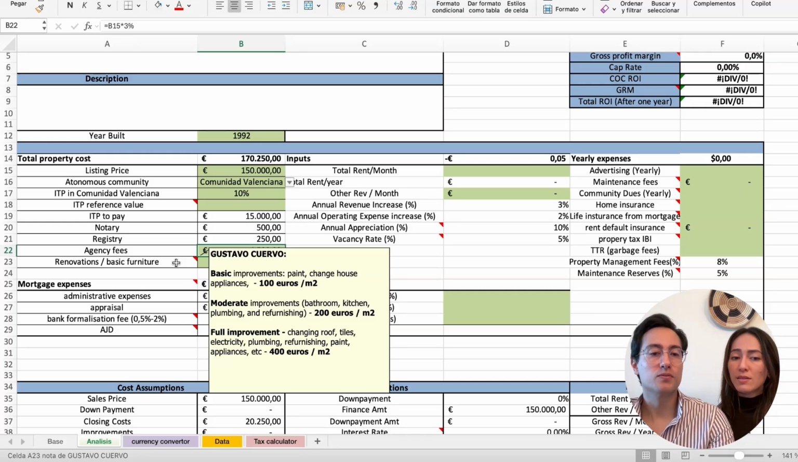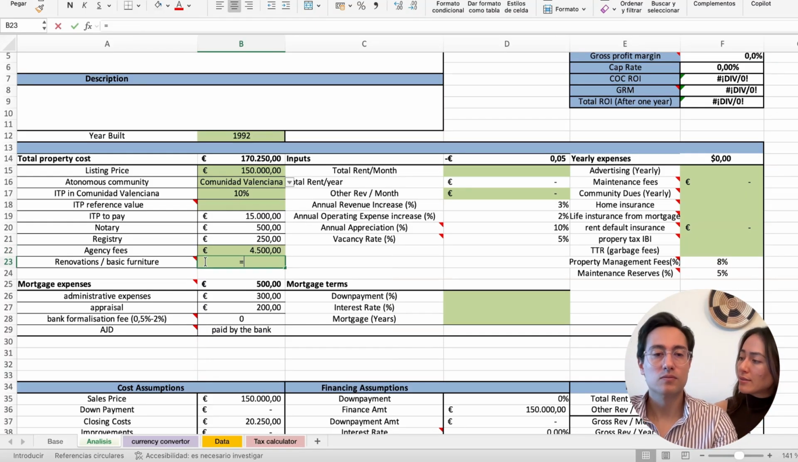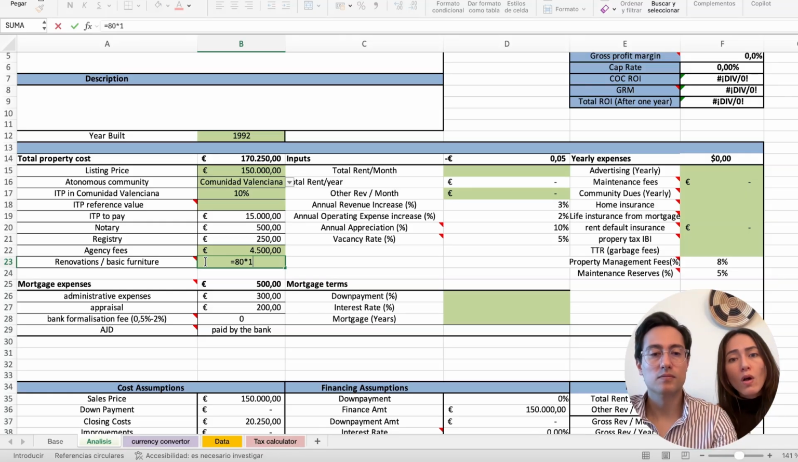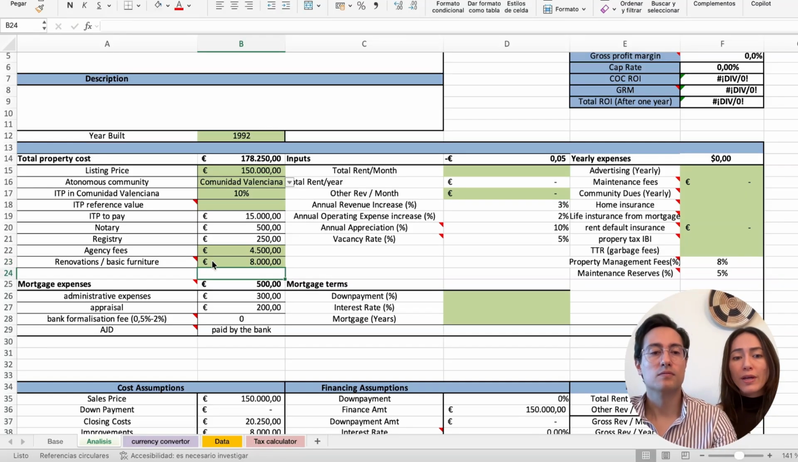In our case, we bought an 80 meter square apartment that's in pretty good shape. So it just needs a bit of paint on the walls, new furniture and a little bit of fix up. So we are going to be paying approximately 100 euros per meter squared. And you can pick between furnishing the apartment or not including furniture as well.